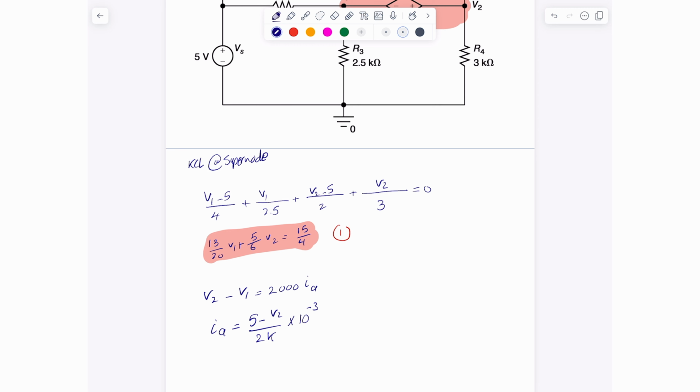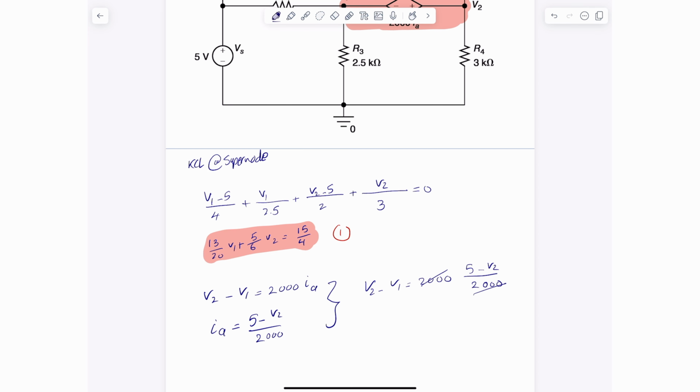Now we need to combine these. We'll see that V2 minus V1 equals 2000 times 5 minus V2 divided by 2. Frankly, instead of doing that, I could have just said this should be 2000. It's the same effect. The reason I did that is because I can now eliminate this with that. So that gives me V2 minus V1 equals 5 minus V2.